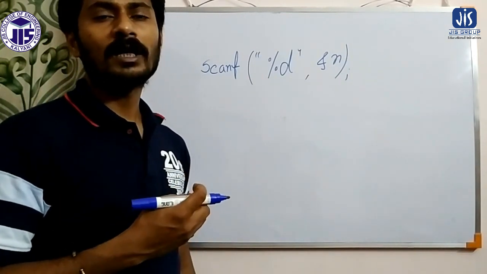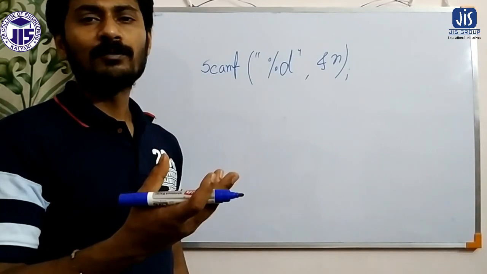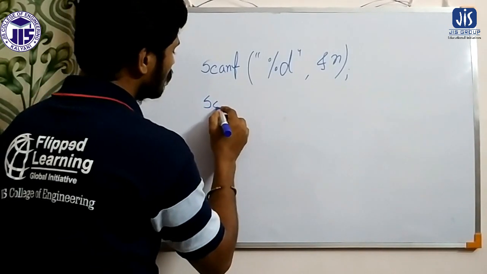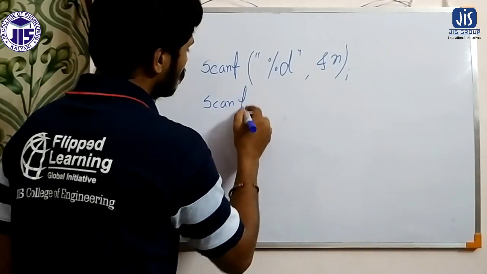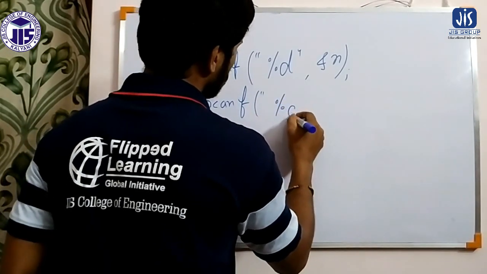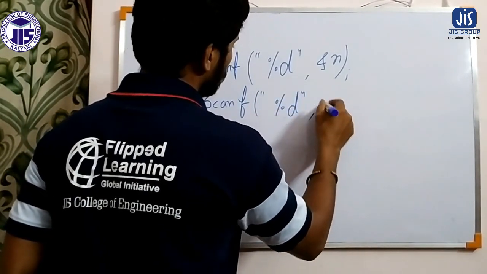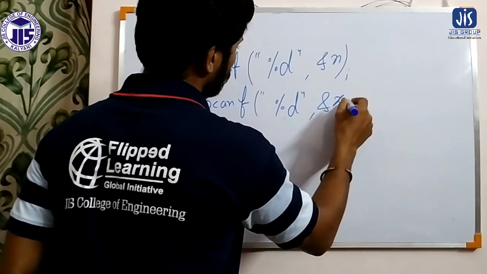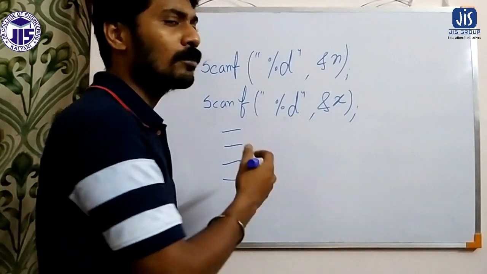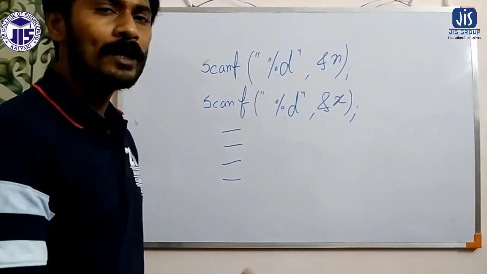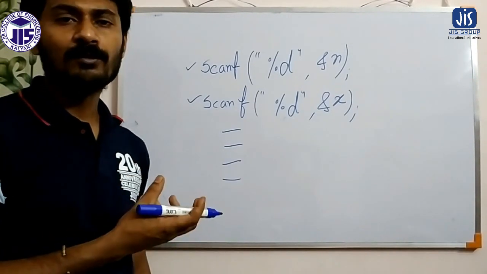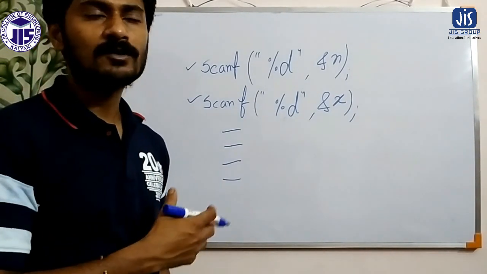Now, if we want to take multiple inputs, more than one input, what do we have to do? We have to write the scanf statement multiple times. So for 2 inputs we write the scanf statement 2 times. If we want to take 10 inputs, we have to write the scanf statement 10 times.